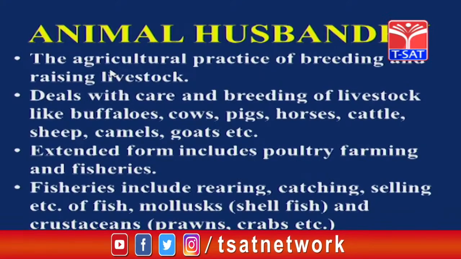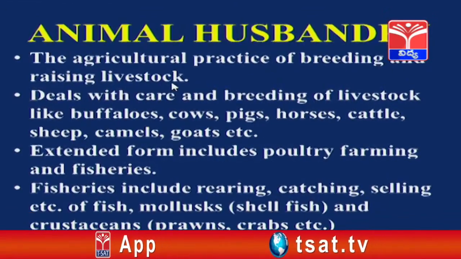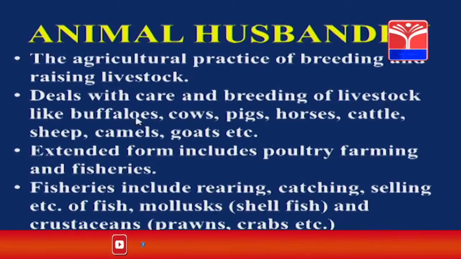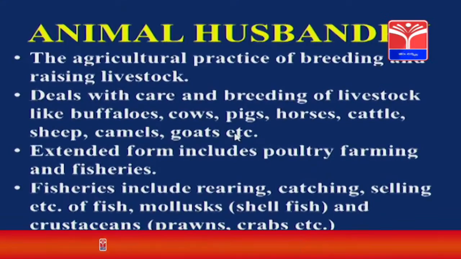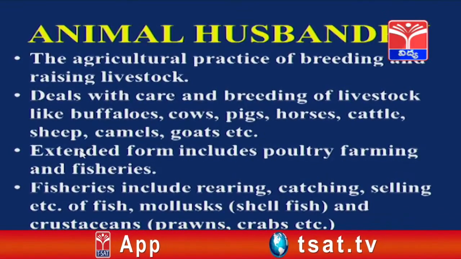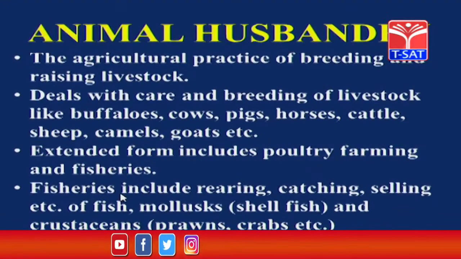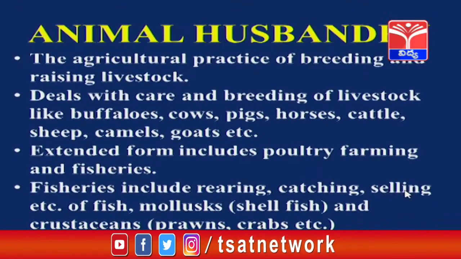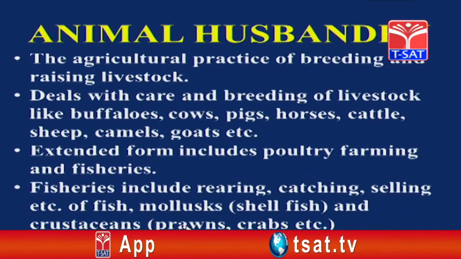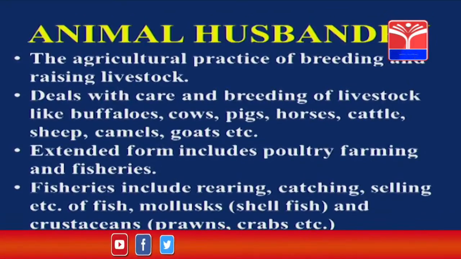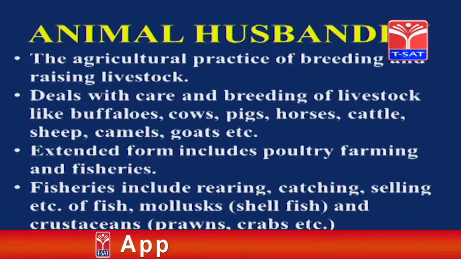So animal husbandry is an agricultural practice of breeding and raising livestock, and it deals with the care and breeding of livestock like buffaloes, cows, pigs, horses, cattle, sheep, camels, goats, etc. Animal husbandry also includes poultry farming as well as fisheries. And what does fisheries include? It includes rearing, catching and selling of fish, molluscans, that is the shellfish, and crustaceans, that is the prawns, crabs, etc. Hope you have understood the definition of animal husbandry. It is the most important agricultural practice along with the agricultural field.